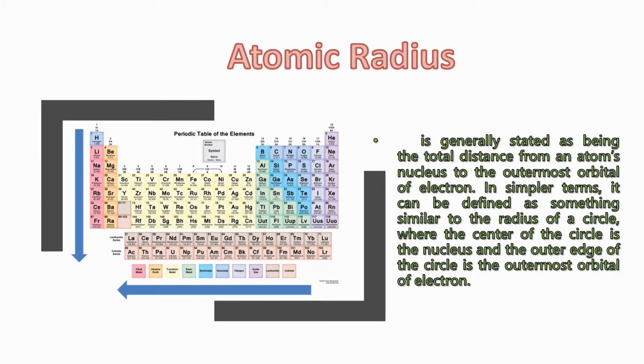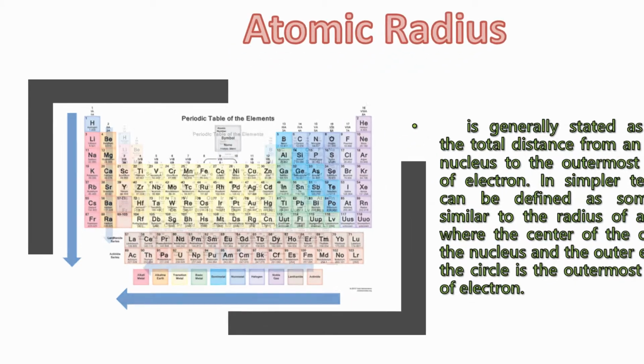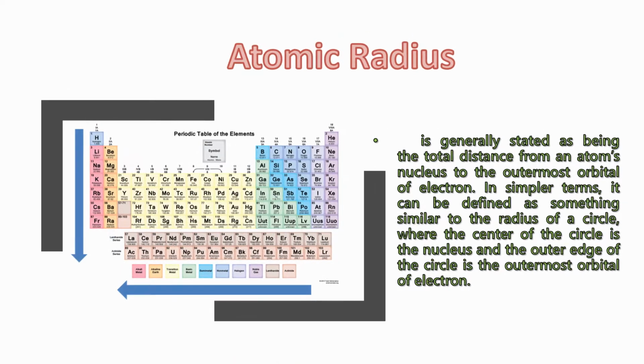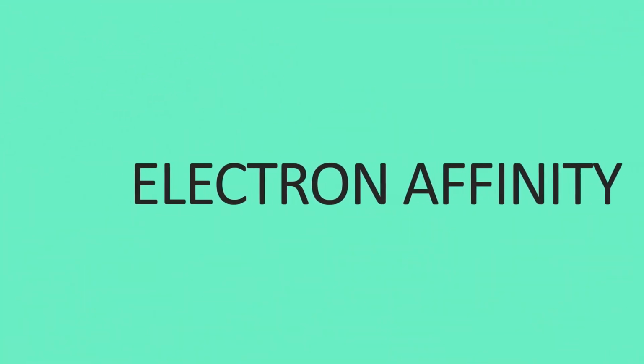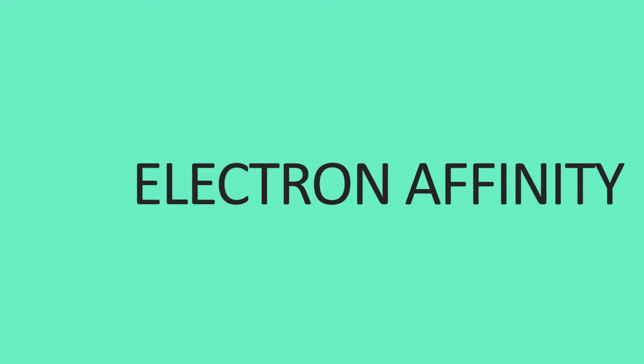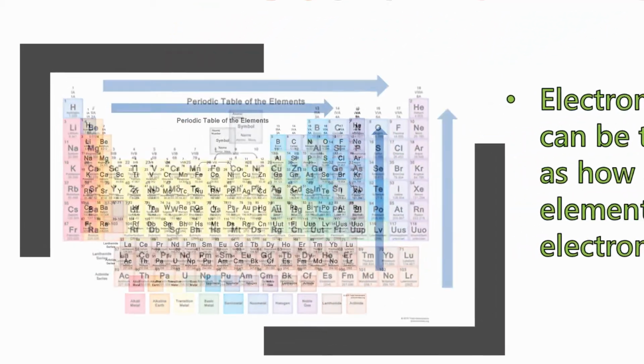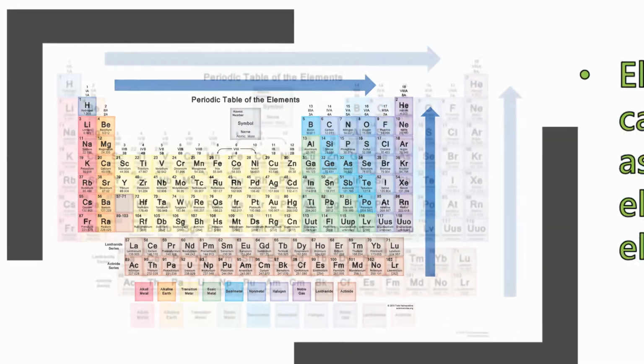Atomic radius. It is generally stated as being the total distance from an atom's nucleus to the outermost orbital of the electron. In simpler terms, it can be defined as something similar to the radius of a circle, where the center of the circle is the nucleus and the outer edge of the circle is the outermost orbital of the electron. Electron affinity. Electron affinity can be thought of as how much an element wants electrons.